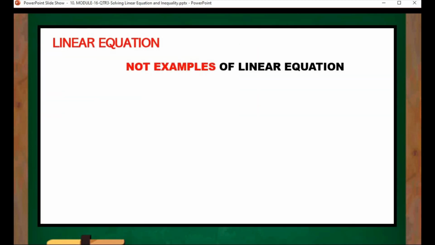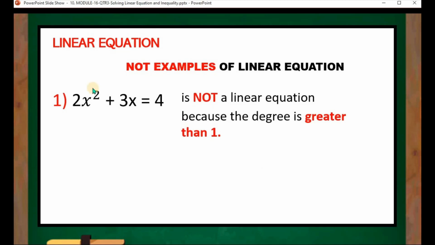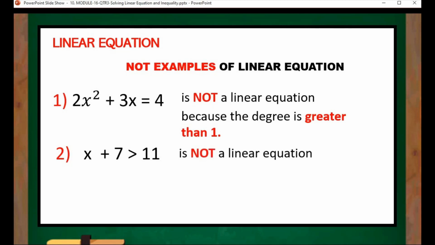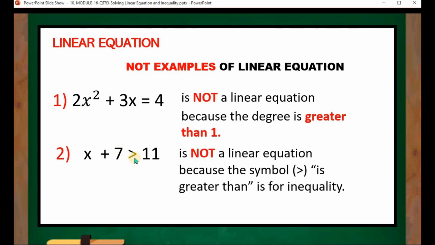Okay? Now, how are we going to identify natin, linear or not? O, ayan, kasi sabi ko lang, this is not a linear because the degree is greater than 1. Automatic, tanggal siya. This is also not a linear equation. Bakit? Kitang-kita naman, oh. Pag equation, ang symbol niya ay equals lang. So, this is an inequality.